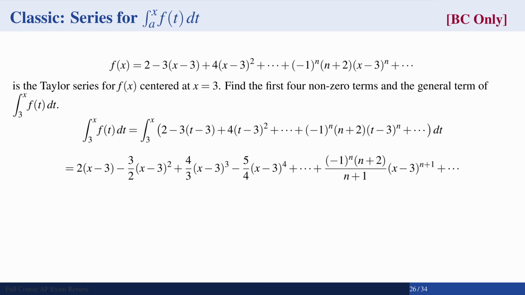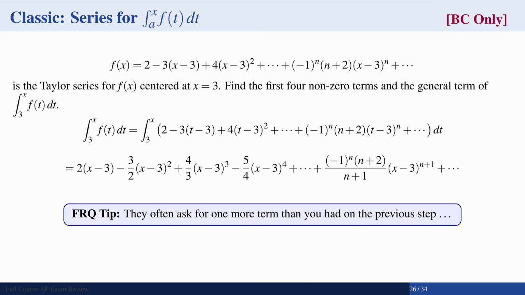To find the next term, what I'm going to do is just look at the pattern, right? So we're alternating the signs, so it's going to be negative. The numerators, we're just counting up, so it's going to be 5. The denominators, we're also just counting up, so it'll be 4, and then an x minus 3 to the 4th. For the nth term, I'm just going to add 1 to the exponent to get n plus 1, multiply by the reciprocal of that, so that's 1 over n plus 1, and keep the original coefficient. And that's how we can get the series.